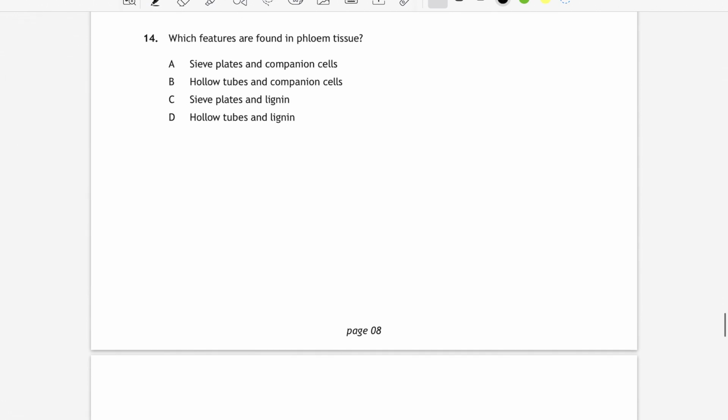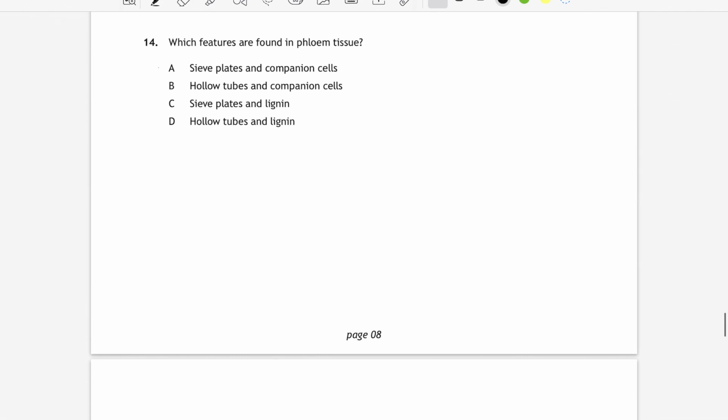Which features are found in phloem tissue? Okay, so again, pause the video and see how you get on. Now let's go through it. In phloem tissue, we would be looking for sieve plates and companion cells.